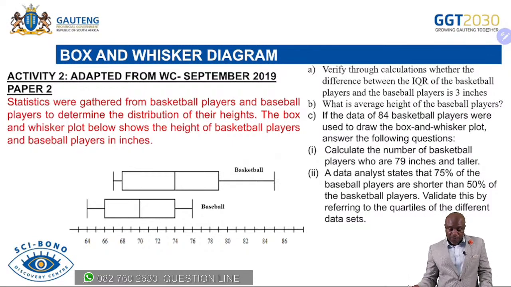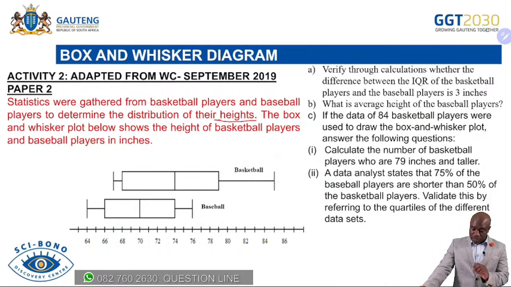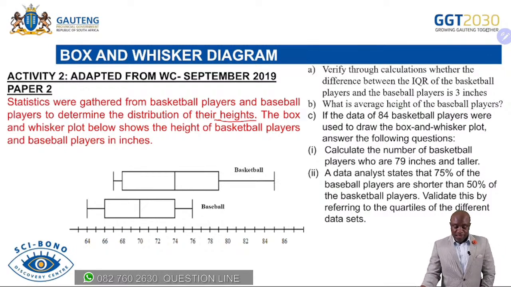This is what they gave their learners in 2019 as a question in paper 2. Statistics were gathered from basketball players and baseball players to determine the distribution of their height. So the data here is about the height of these players. The box and whisker plot below shows the height of basketball players and baseball players in inches. I know you are not expected to draw a box and whisker, but I'll try to explain it to you.